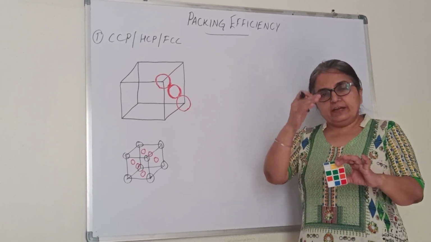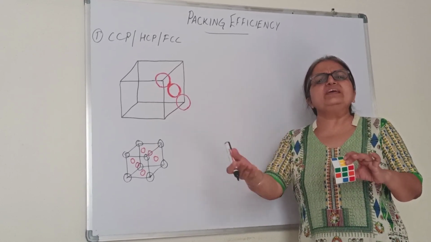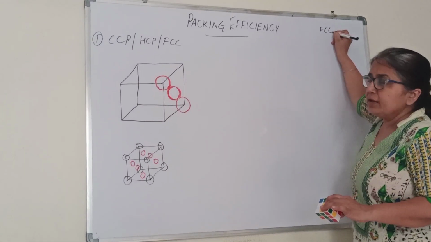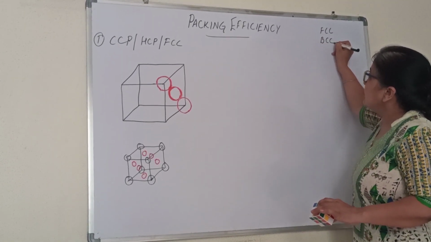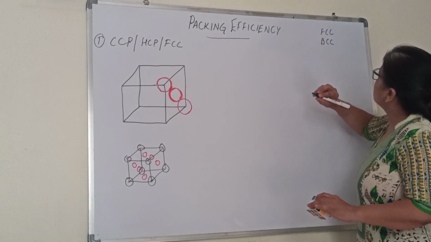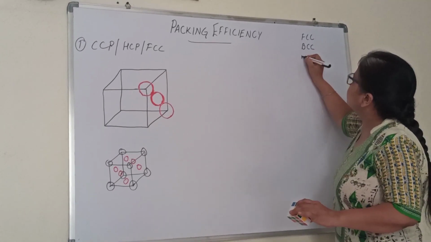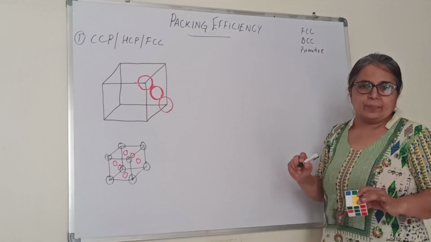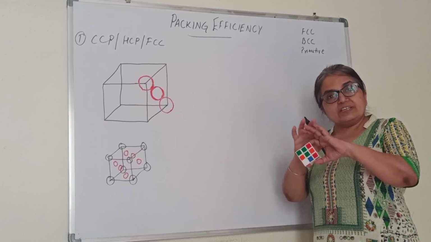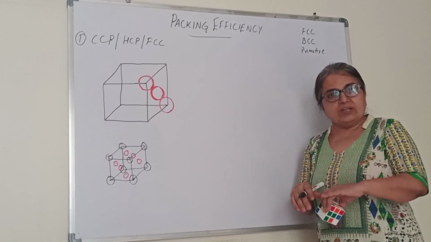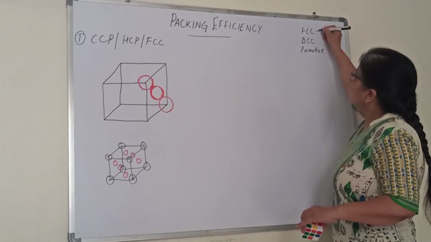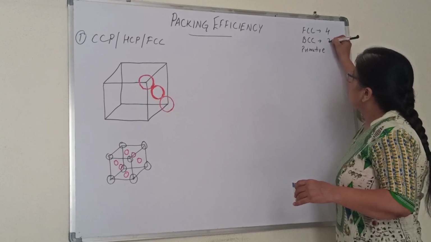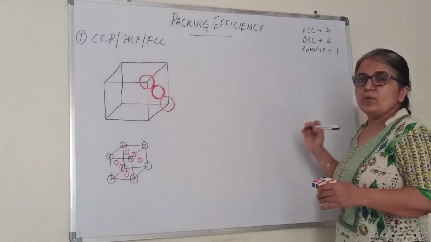We have studied four different types, but we will be calculating for three. Like we have done FCC, face centered cubic. We have discussed BCC, body centered cubic. We have also discussed primitive. Primitive is also called simple. Now in each one we have discussed the effective number of particles per unit cell. Like we know in this there are 4 effective, in this 2, and in this only 1.